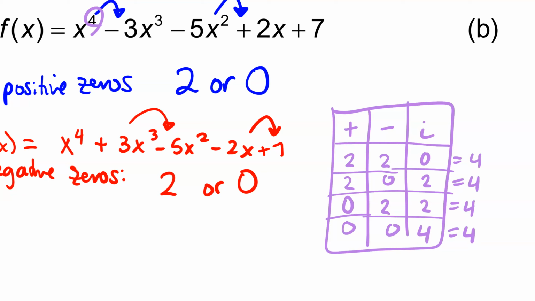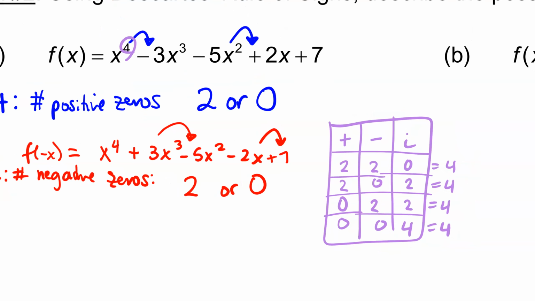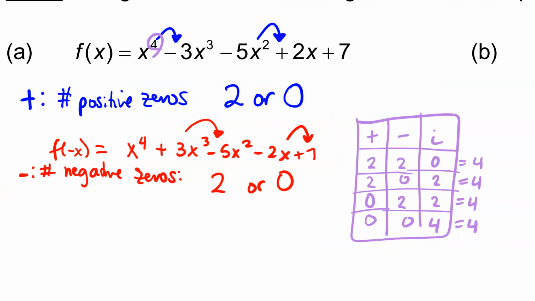Yeah, that's Descartes. Let's try B. That's it, that's Descartes, right? It sounds dumb, but it's actually not too hard. And I guess it's useful with the rational zero theorem.